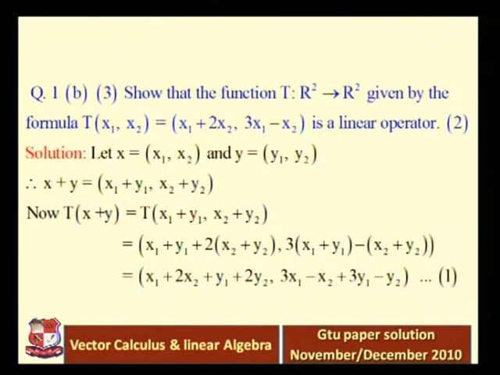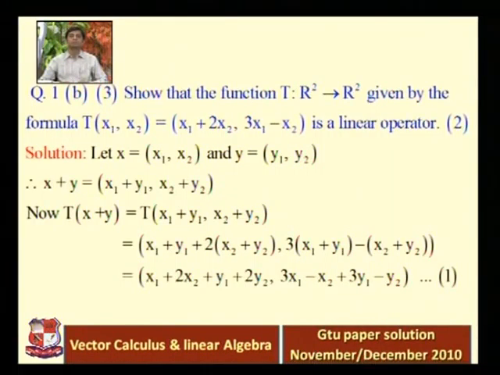Next question, question 1b, third part. Show that the function T from R2 to R2 given by the formula T(x1, x2) = (x1 + 2x2, 3x1 - x2) is a linear operator. This question asks for 2 marks.